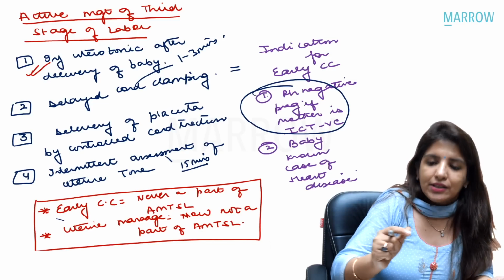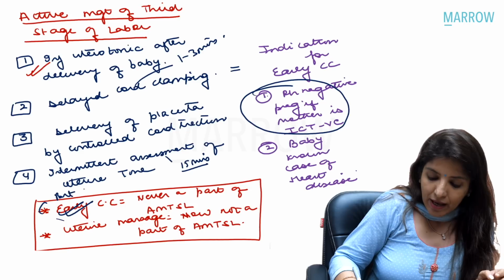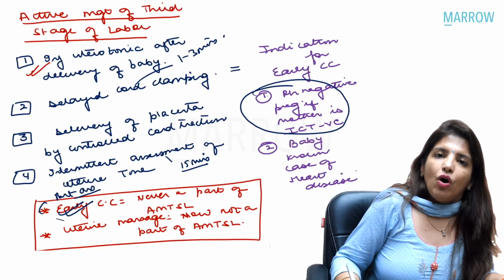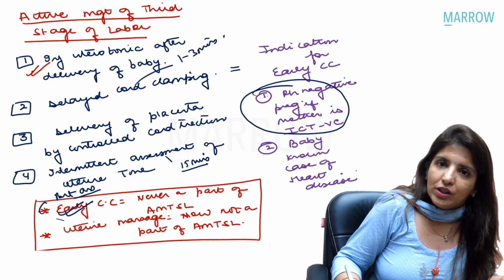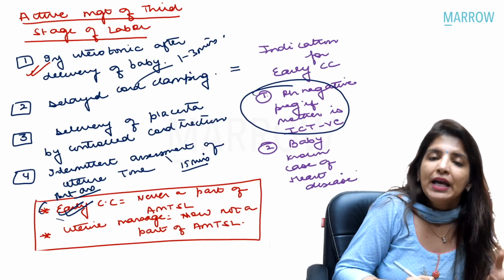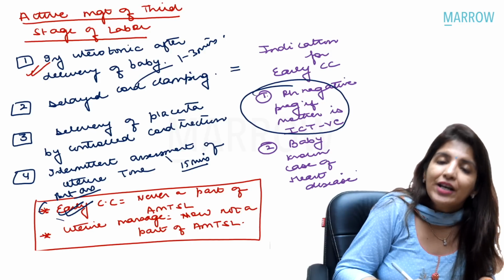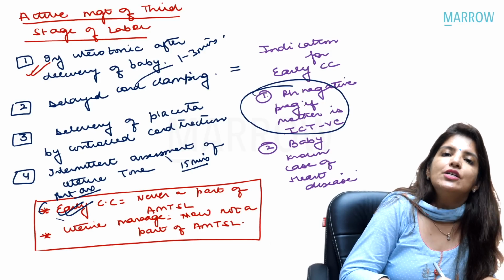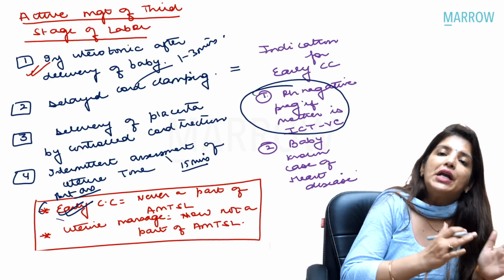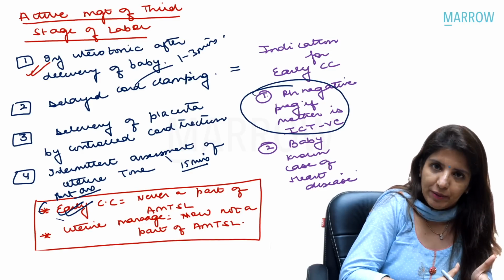Now, in that except question, you have to always look for early cord clamping. That is the best answer, because early cord clamping is not included in active management of third stage of labor. But just in case early cord clamping is not given, then you will have to look for uterine massage as the answer, right? Because uterine massage was earlier a part of active management of third stage of labor. Now it is not a part of active management of third stage of labor, right?